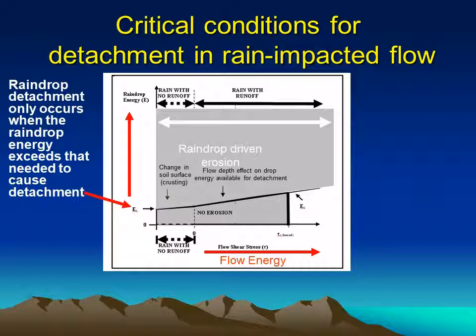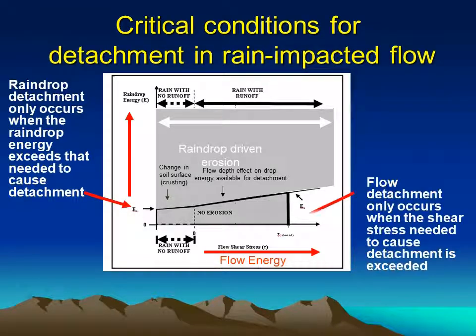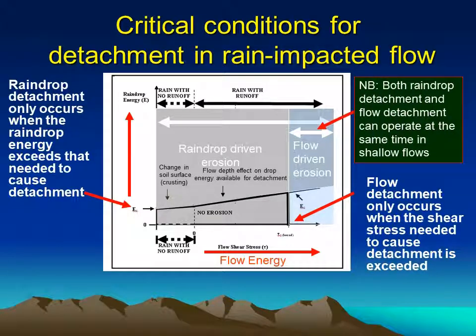When water sits on the surface, it actually absorbs some of the energy that the raindrops have, and this then reduces the amount available for detachment, so you have to have a greater energy. Flow detachment only occurs when the flow shear stress is greater than that needed to cause detachment. And you can get flow-driven erosion when that occurs, and that means that both raindrop-driven detachment and flow-driven detachment can operate at the same time.